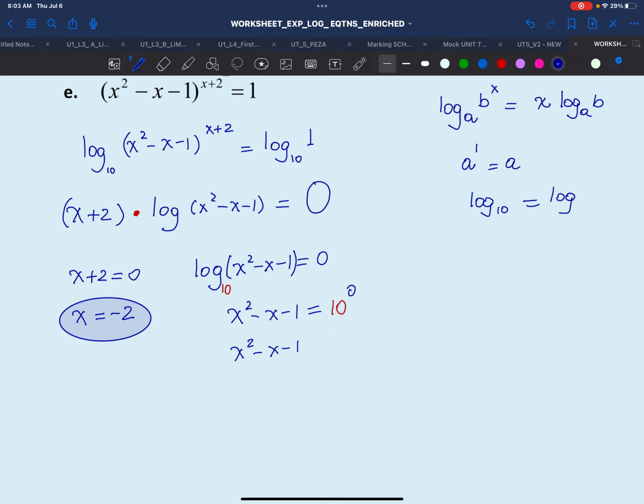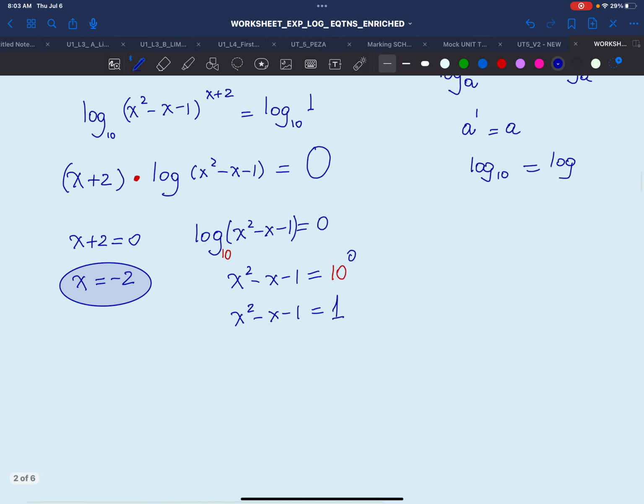So we have a little bit of work to do, not a lot. x squared minus x minus 1 equals 10 to the power 0, which is just 1. Please don't rush. I've seen people, especially on tests, just write 10 to the power 0 is 0. That's easy. I see too many zeros there. No, anything to the power 0 is 1.